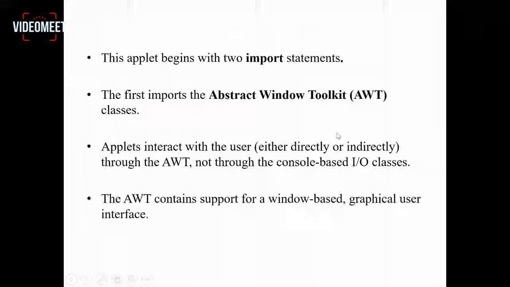So look, coming to the explanation for these import statements, the first import statement will import the AWT classes, which are located in the AWT package. So how does an applet interact with the user? It interacts through this AWT only, not through console-based IO. So your applet is just like a layer which is laid on a photo frame.